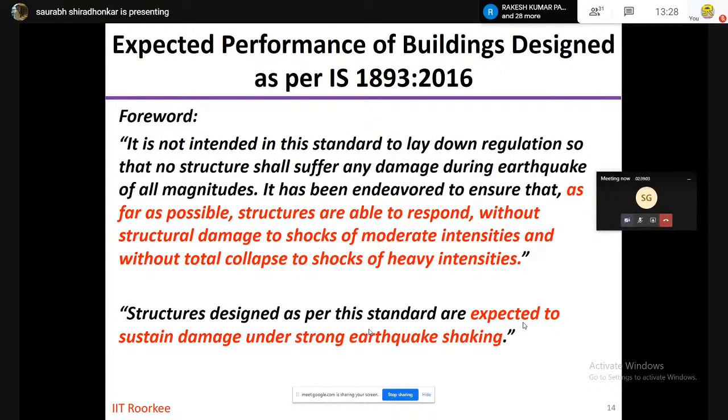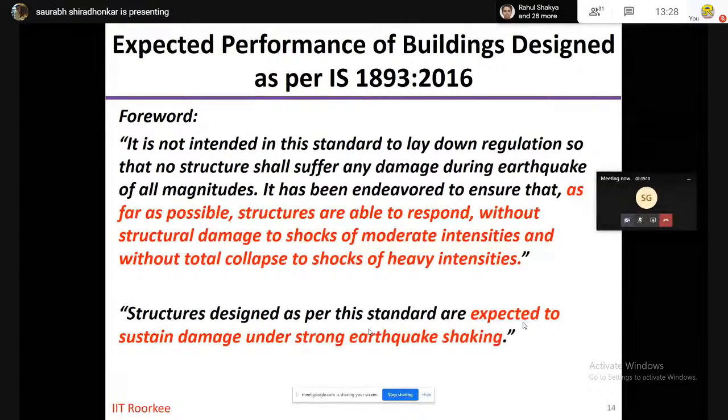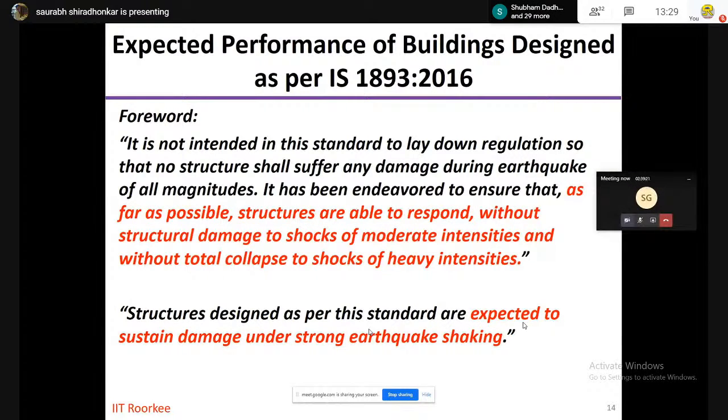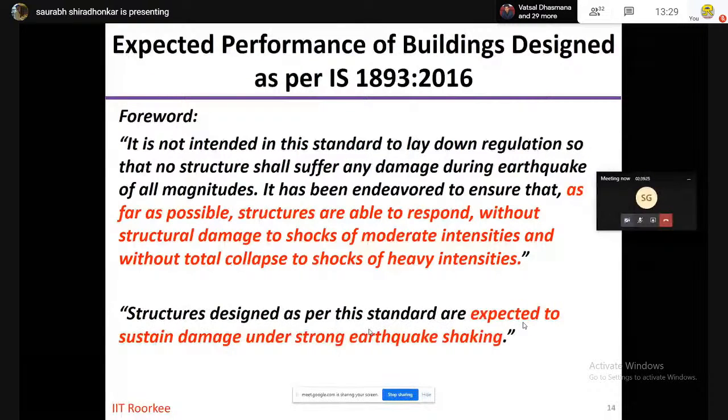So knowing all this mechanism and the philosophy of earthquake resistant design, IS 1893 says the expected performance of the structure is, as far as possible, for lower magnitude of earthquake to remain elastic. That means there is no structural damage for moderate intensities. However, there shouldn't be a collapse of the structure under a heavy intensity earthquake. It means the structure shouldn't reach the ultimate point, but it is expected that the building will reach the inelastic range. So if you follow IS 1893 and design a structure, it is expected to have some damage after a strong ground shaking.